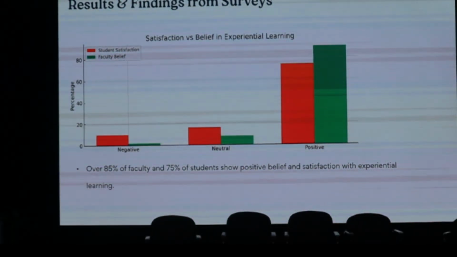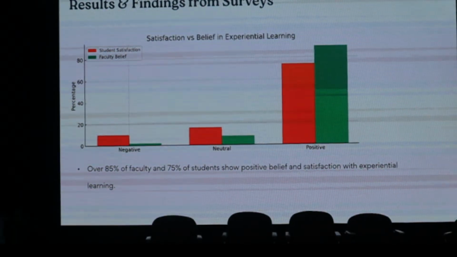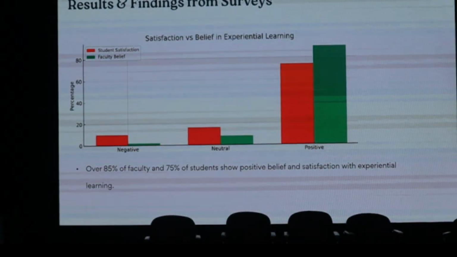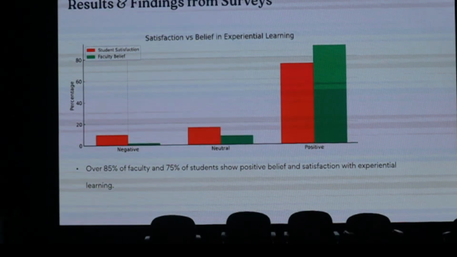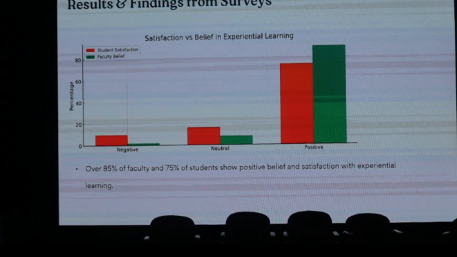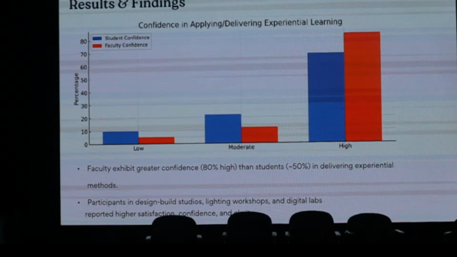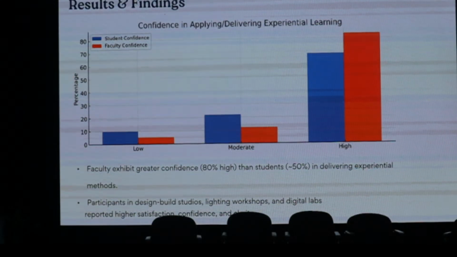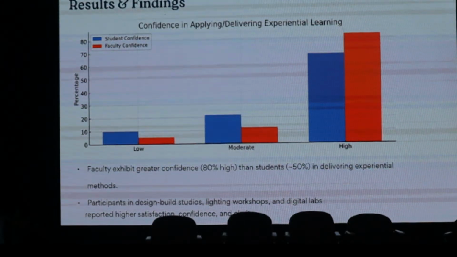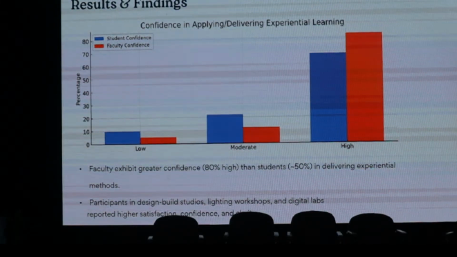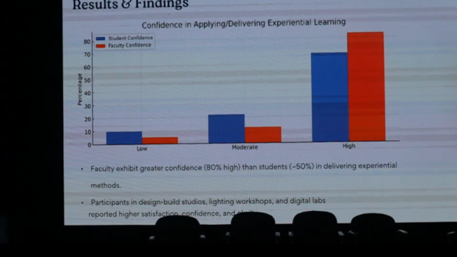This is with respect to the surveys done across 12 institutes with 450 students and 60 faculties. Satisfaction versus belief in experiential learning: over 85% of faculty and 75% of students show positive belief and satisfaction with experiential learning. Confidence in applying versus delivering experiential learning: faculty exhibit greater confidence than students, and participants in design-build studios, live workshops, and digital labs reported higher satisfaction, confidence, and time.